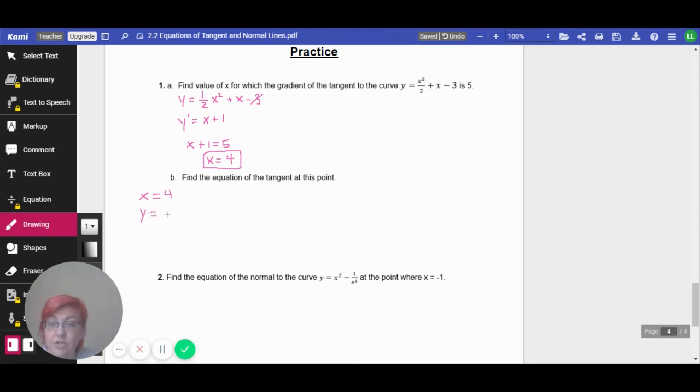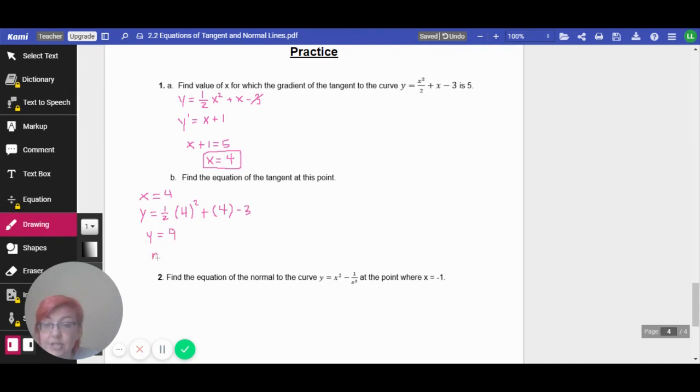I'm going to plug it in to the function for the equation for the curve. And I'll write my simplified one, 1/2 times 4 squared plus, again, x is 4, minus 3. So y equals 1/2 times 4 squared plus 4 minus 3. Y is equal to 9.